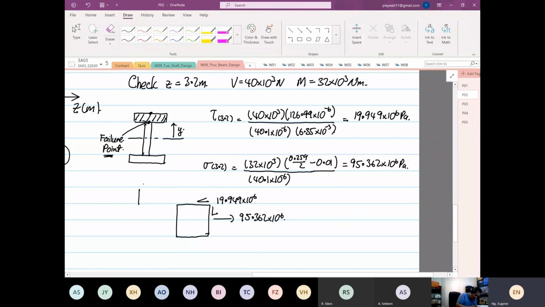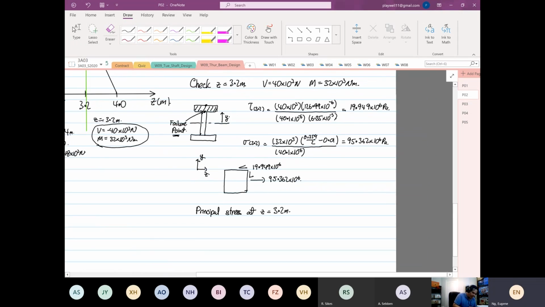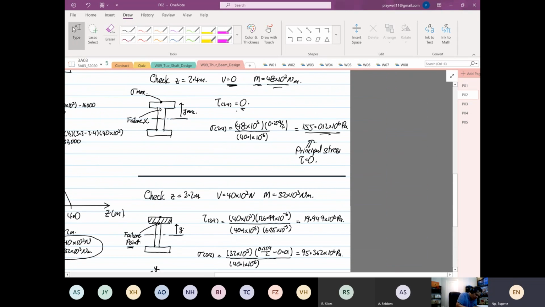This will be our Y. This will be our what? Our Z. Okay. So now we have to find the principal stress at Z equal to 3.2 meters. The one before we did not need to find, because when shear stress is 0 and your normal stress has a value, that is your principal stress.